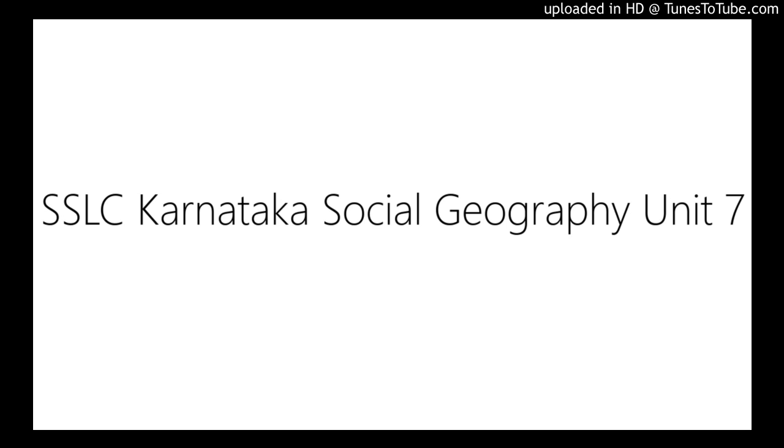We have the classification. In India, the land use pattern can be classified into 7 categories. 1. Net area zone. 2. Forest area. 3. Land not available for cultivation. 4. Fallow land. 5. Cultivable waste. 6. Permanent pasture and other grazing land. And 7. Land under miscellaneous uses. Let's learn about the number 1 category, net area zone.